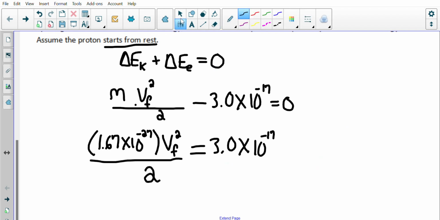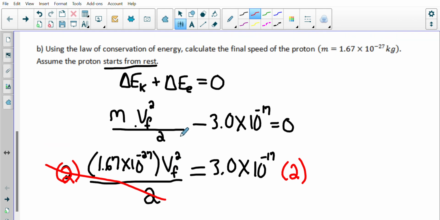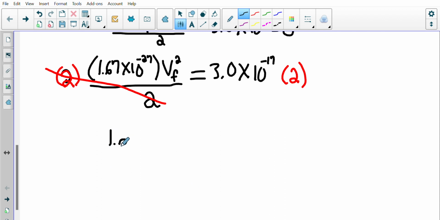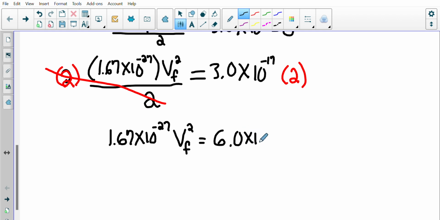And then we multiply both sides by 2. Let's get that in red to make it a little more clear. We'll multiply each side by 2, and so those 2's divide each other out. What we end up with is 1.67 times 10 to the power of negative 27, times our VF squared, is equal to 6.0 times 10 to the power of negative 17.